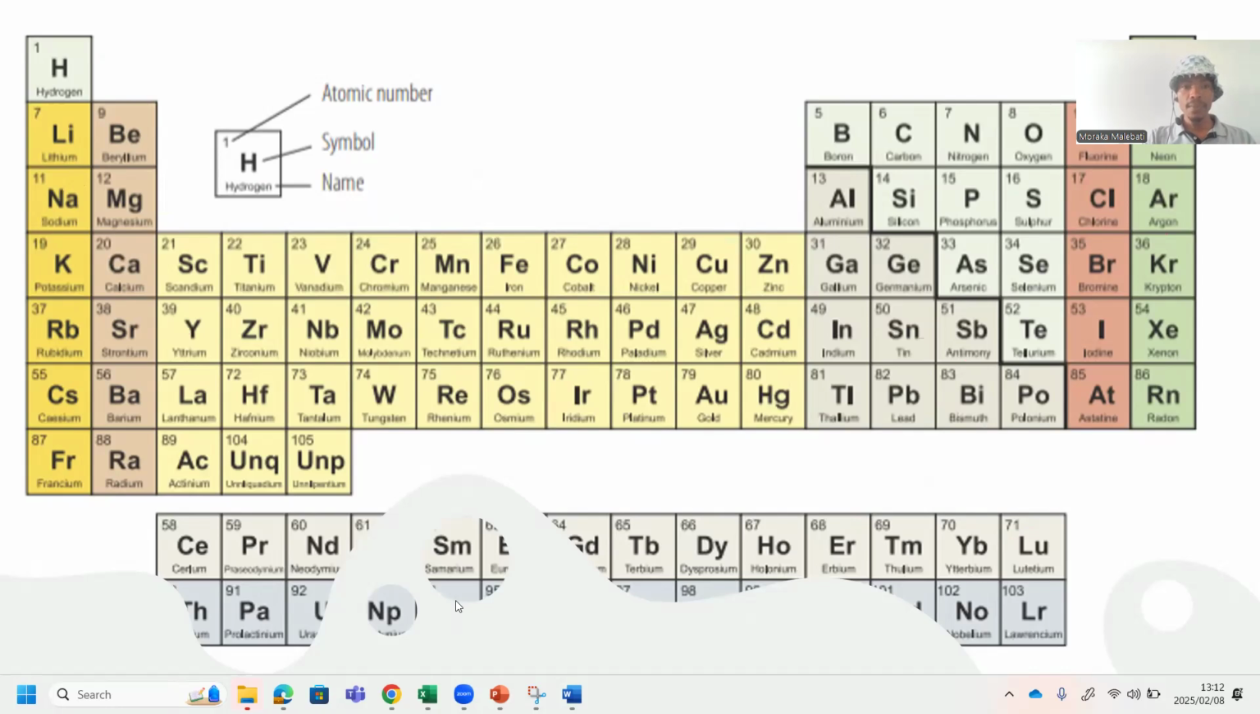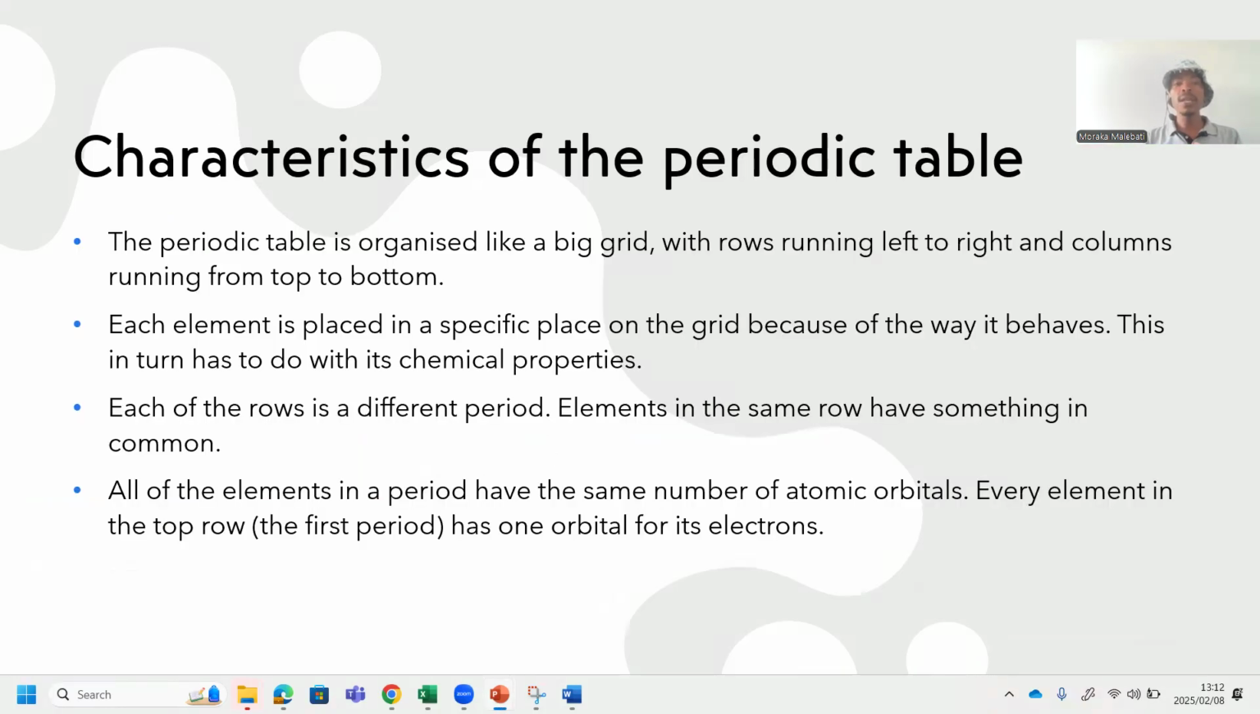Okay. So, characteristics of the periodic table. The periodic table is organized like a big grid with rows running left to right and columns running from top to bottom. And so far, we've looked at the traits. Each element is placed in a specific place on the grid because of the way it behaves. This in turn has to do with its chemical properties.